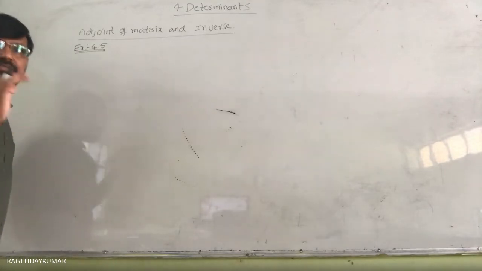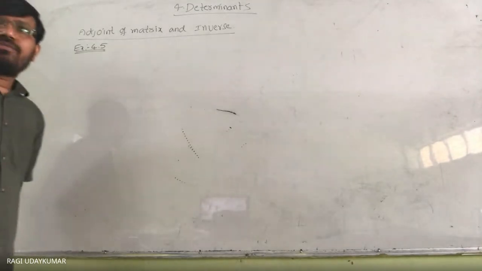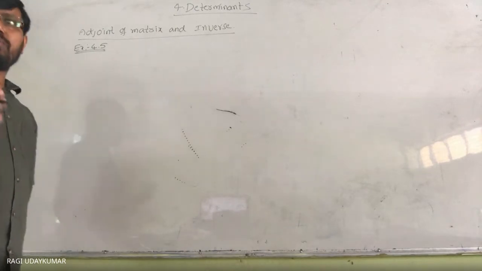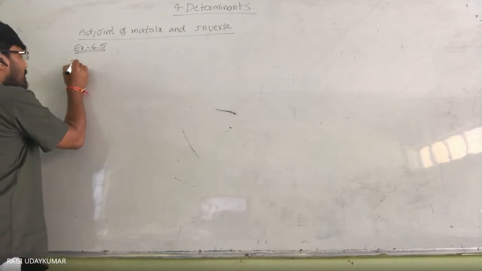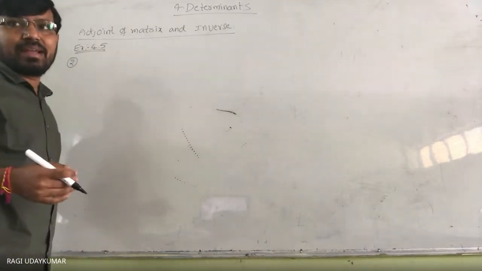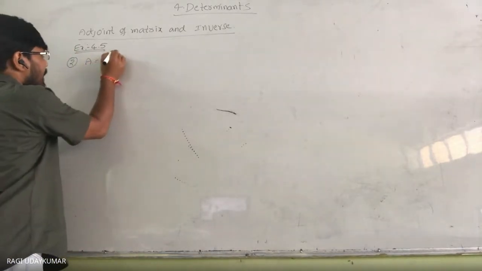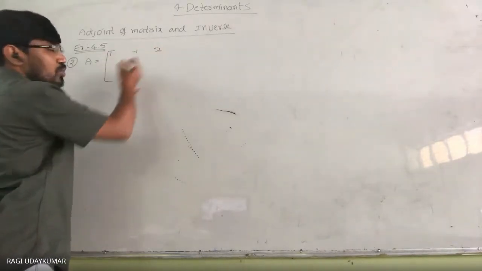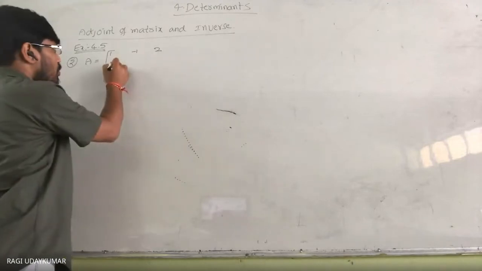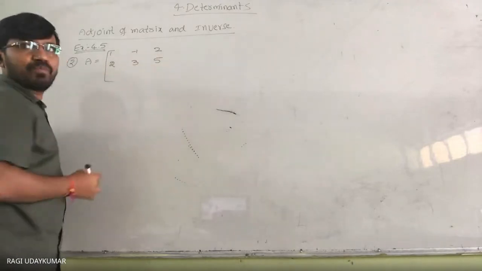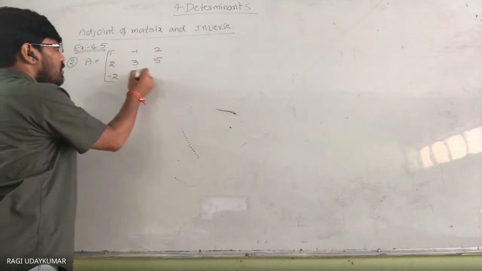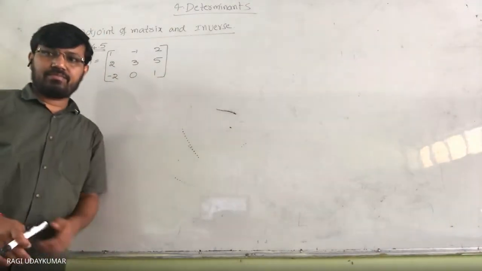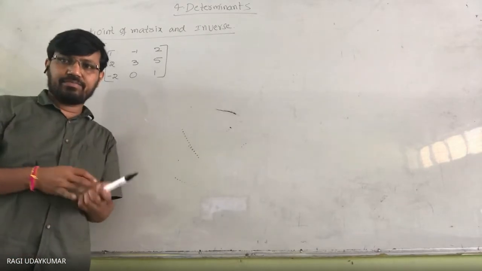Exercise 4.5. The first question is given to you: find the adjoint of each of the matrices in exercises 1 and 2. So let us consider the second problem, which is given as a 3 by 3 matrix. Let us call this matrix A: 1, -1, 2, 2, 3, 5, -2, 0, 1. So what we need to do here? Find the adjoint of matrix A. What is meant by the adjoint of matrix A?